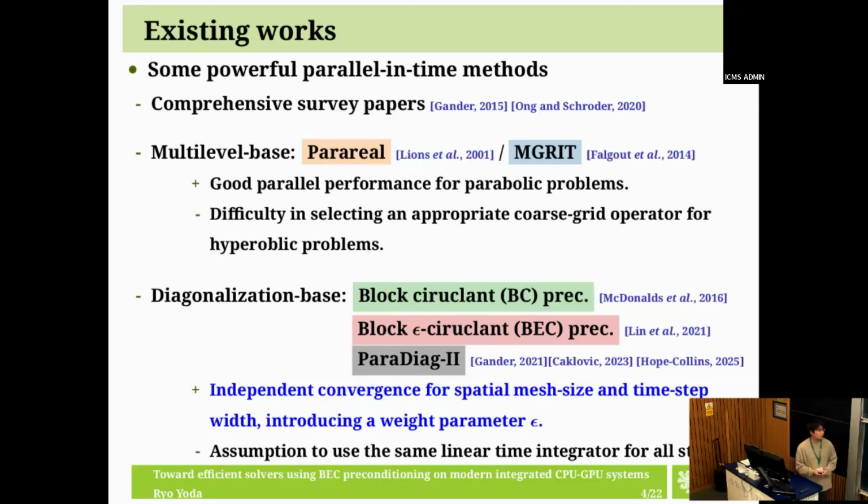Then let me consider another method, the diagonalization-based parallel-in-time method, which is the block circulant and block-epsilon circulant, and the parallel also the same. So this method can achieve independent convergence for spatial mesh size and the time step width, introducing a weighting parameter by assuming the same linear time integrator for all time steps. Then this work focuses on the block diagonalization-based parallel-in-time solvers.